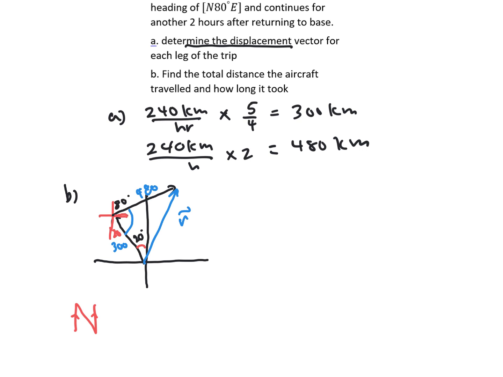We have a 90-degree angle here, so if this is 20, this is 70. And then above it, same thing. If we have 80, then this angle is 10. And so our total angle in between is 80 degrees. So we're going to use cosine law. So we have both sides.